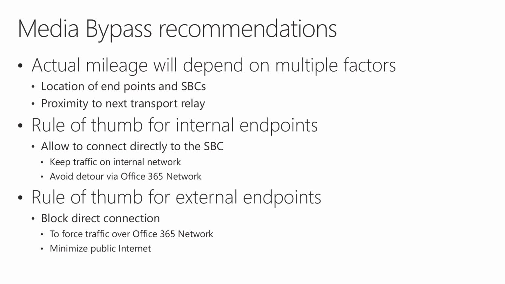Obviously, there are exceptions. For internal endpoints, if you have very weak connections between branch offices and your main data center, maybe it would be better to force the traffic over the Office 365 network instead of having it internally. Also for external endpoints, there might be situations where you could prefer endpoints connecting directly to the SBC. Maybe because there is no close transport relay, or maybe because they are so close to the SBC anyway.